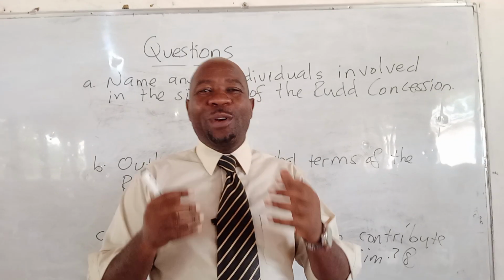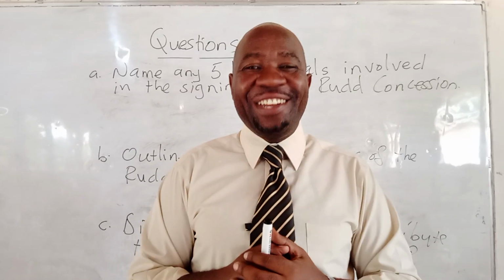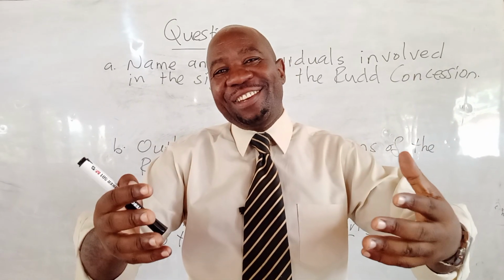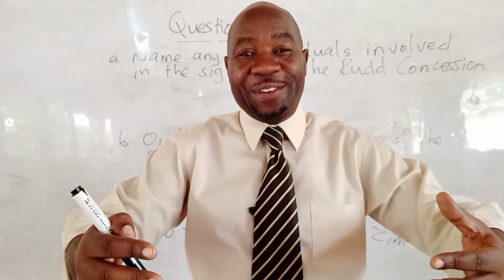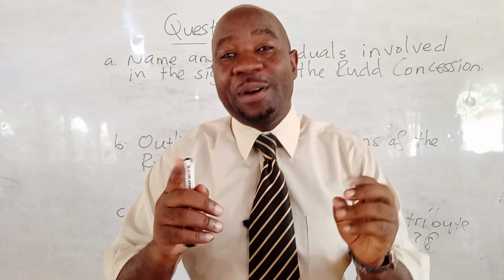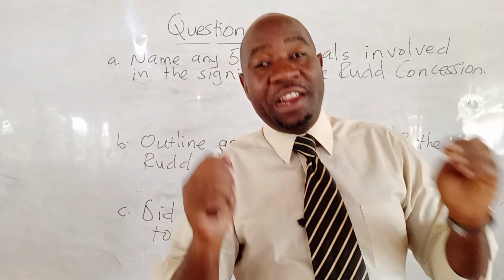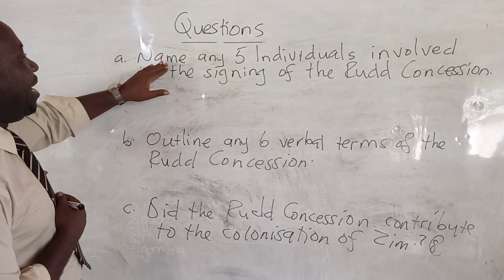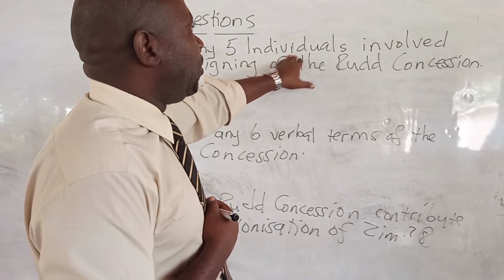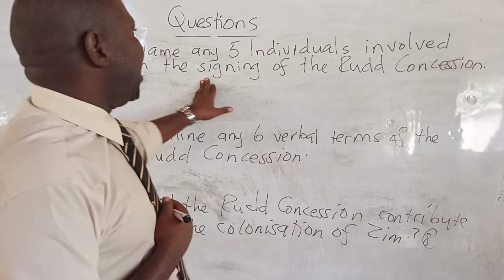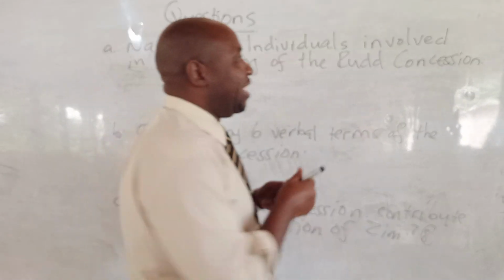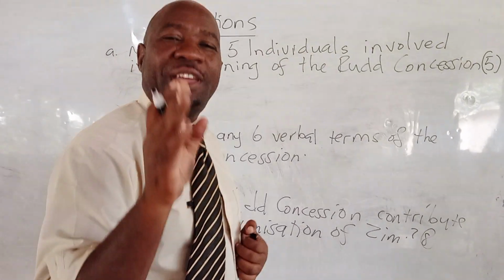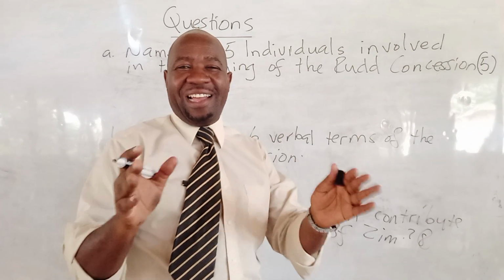Today we want to talk about the colonization of Zimbabwe, the factors that led to the colonization of Zimbabwe, and who was responsible for it. So we want to talk about a question for O Level, Ordinary Level. Here is our question for today. Name any five individuals involved in the signing of the Rudd Concession. So we have got 5 marks. Who were those individuals who were involved in the signing of the Rudd Concession?